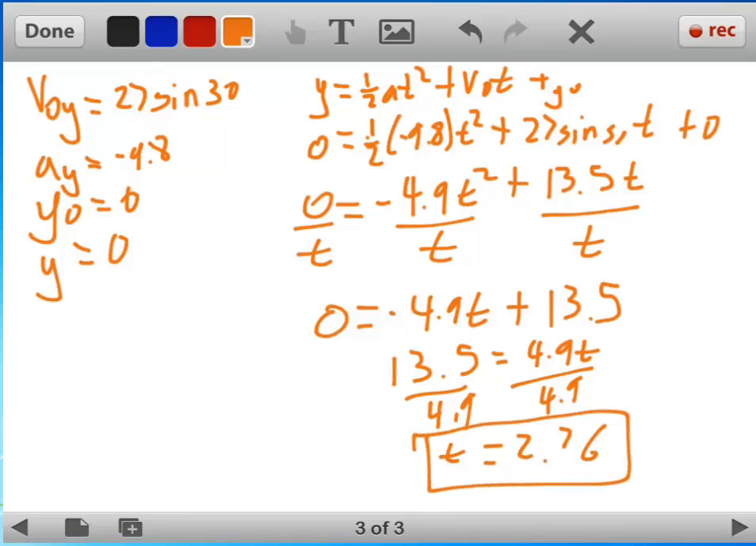Now that was only one part of the problem. It also wanted to know the range and the maximum height. Okay, so let's go on to the maximum height.